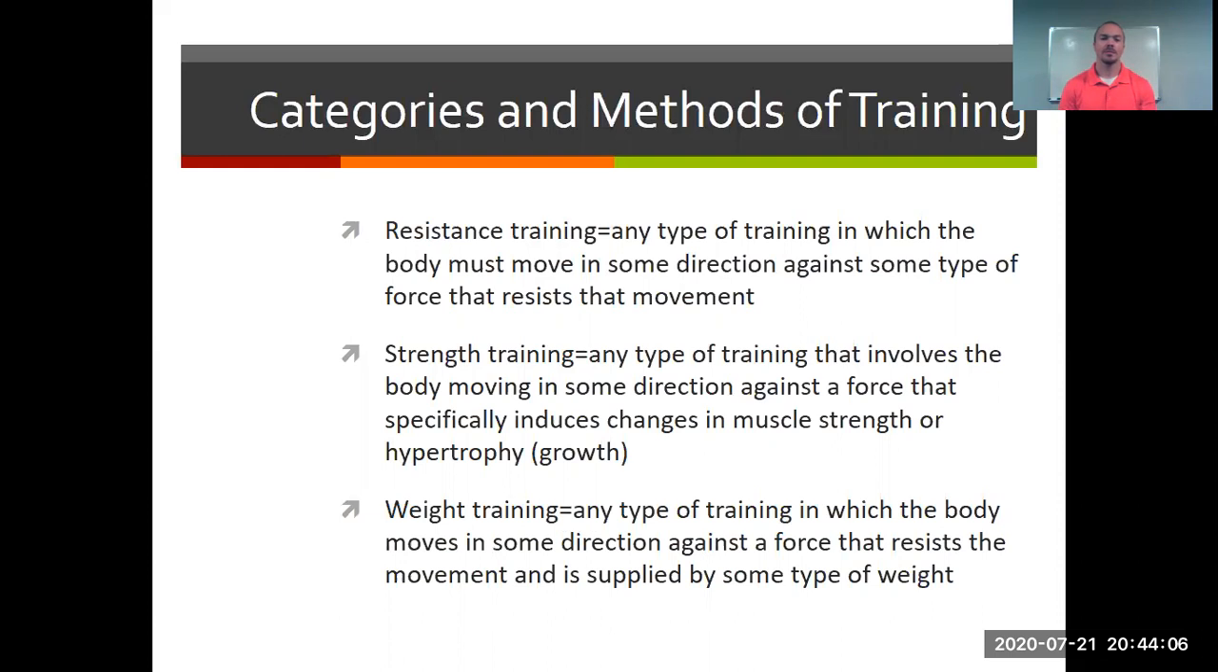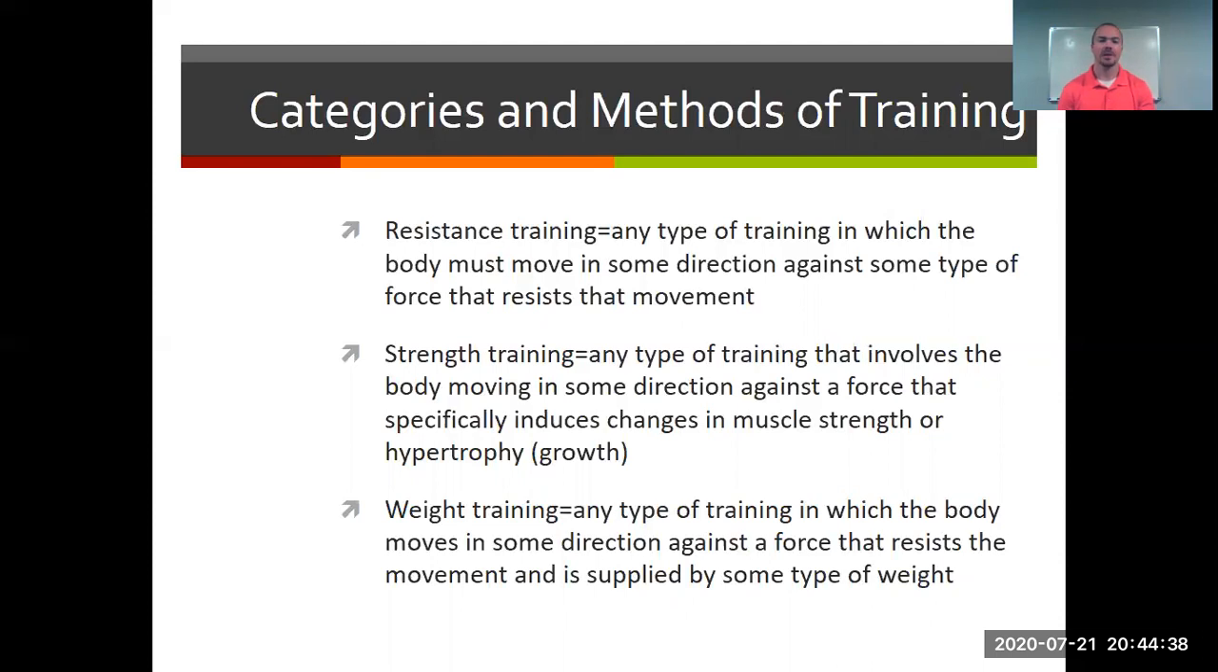With resistance training, this is any type of training in which the body must move in some direction against some type of force that resists the movement. Resistance training is actually an umbrella term that can include lifting free weights, machines, using resistance bands or chains, or even digging a hole out in the yard. Or finding something that provides resistance, could even be jumping in the swimming pool and moving against the resistance of the water.